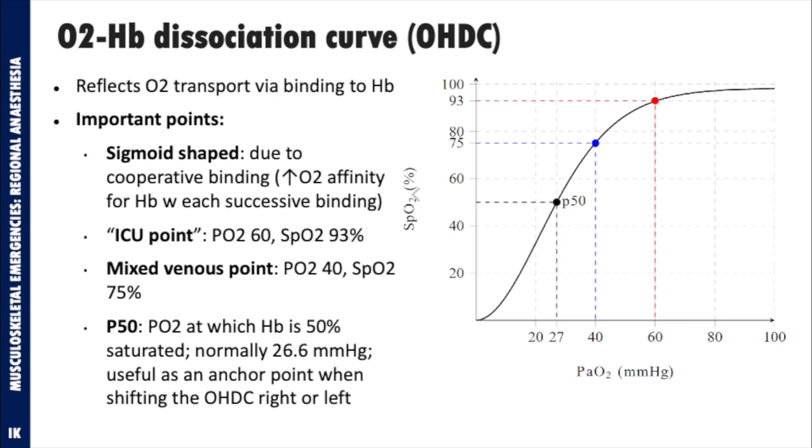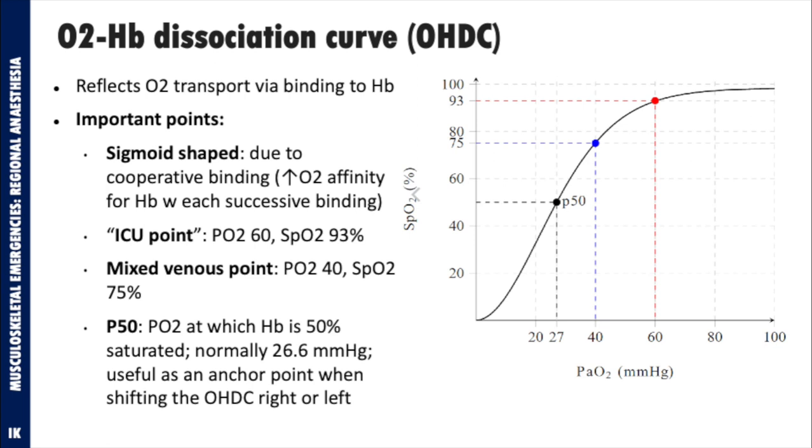Okay, OHDC, again, to know. The important point is the shape is sigmoid because of cooperative binding. There's an ICU point, a point around here which I think all of you know. When PO2 goes below 60, SpO2 will drop very fast. That's the ICU point. There's a mixed venous point here: the PO2 is 40, SpO2 is 75%. And something we call P50, which is where SpO2 is 50%. Normally PO2 is 26.6. We use this P50 to tell whether the curve has shifted left or right. If the value is more than 26, it has shifted right. Value less than 26, it has shifted left.